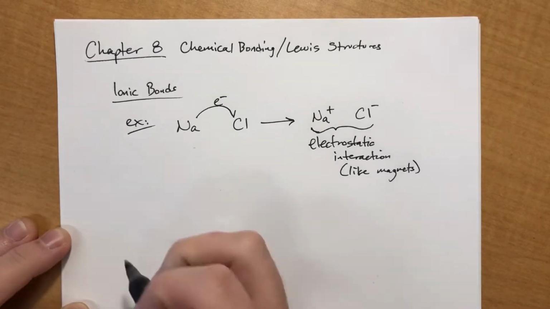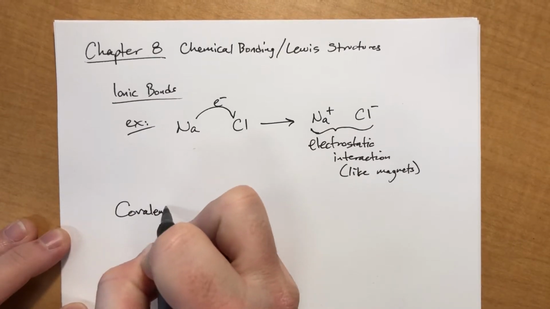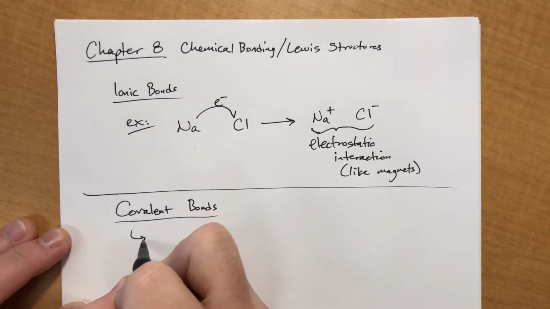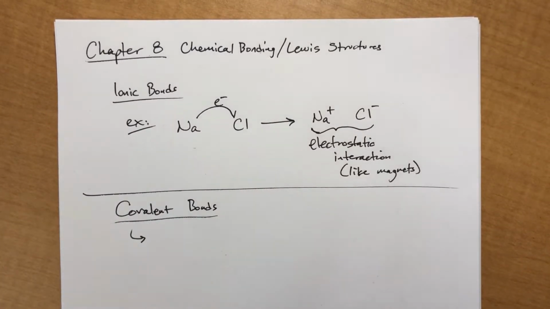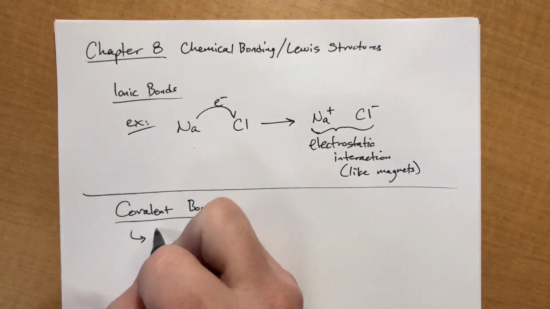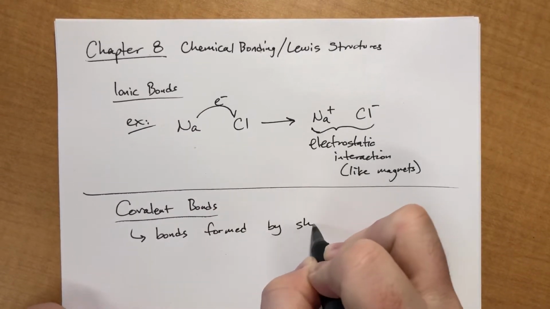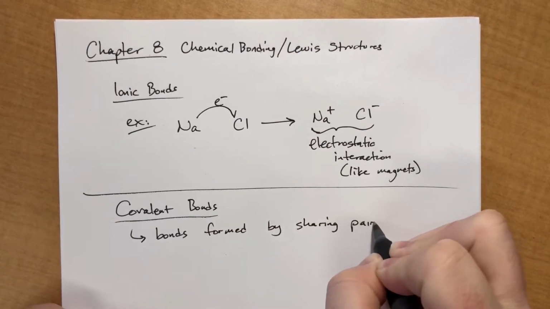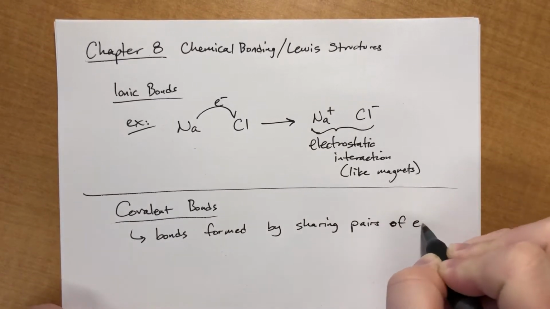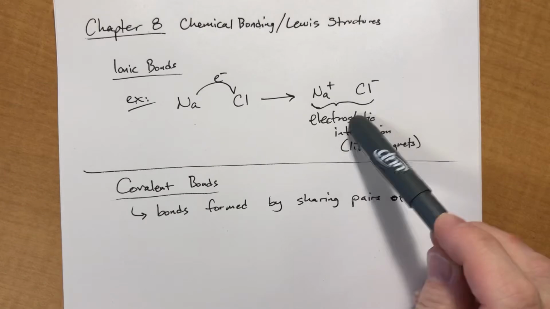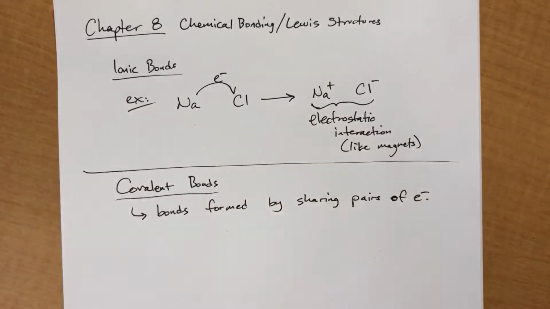Okay, what we care about are covalent bonds. We haven't really done much with this, so we need to talk about this idea. Covalent bonds are the idea of bonds being formed by sharing pairs of electrons. It's not about things forming charges, it's about things sharing electrons and both of them being more stable because of it.